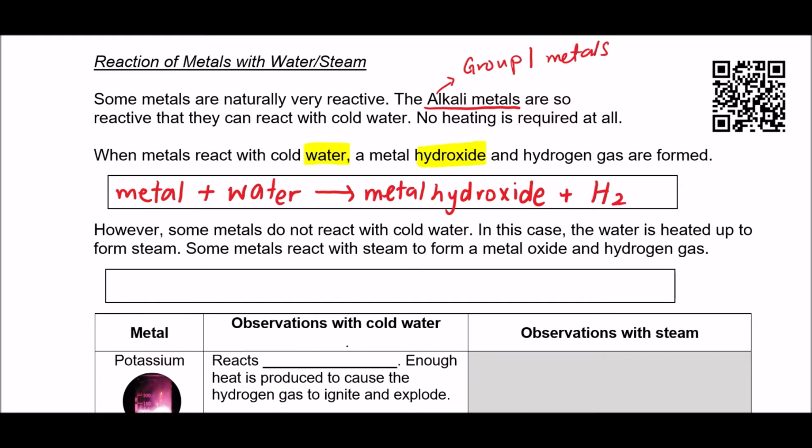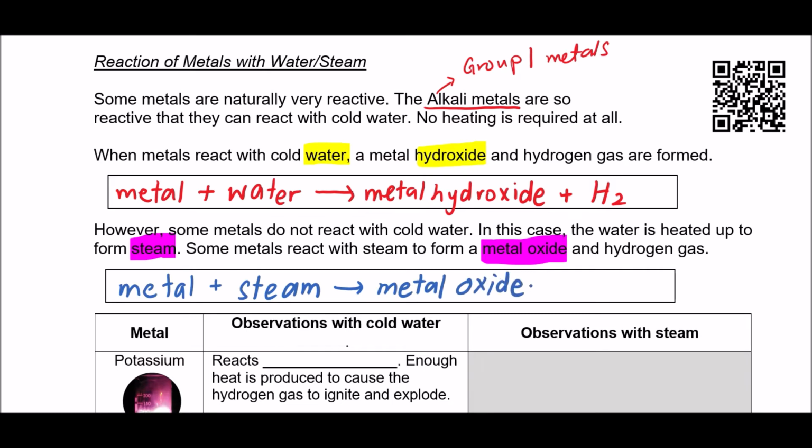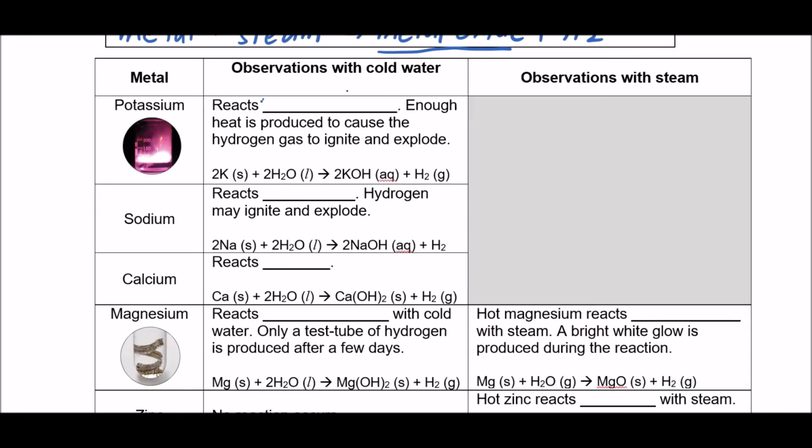But for the metals that don't react with cold water, usually they need to heat it up to give it more energy. So they use steam, and instead of metal hydroxide, it forms metal oxide. Okay, so the key difference is that with water it is hydroxide, with steam it forms oxide. In terms of reactivity, you can see that the terms that we use for the reactions actually come about from the vigorousness of it.